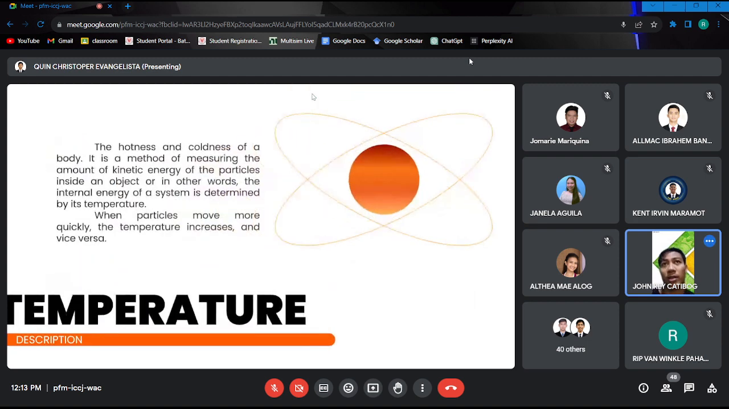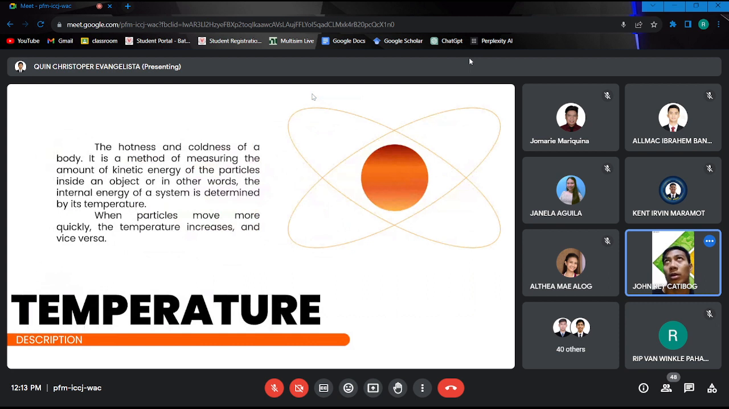So, for us, what is temperature nga ba? As we all know, temperature is the hotness and the coldness of a body. It is a method of measuring the amount of kinetic energy of the particles inside an object, or in other words, the internal energy of a system determined by its temperature. When particles move more quickly, the temperature increases, and vice versa. So, temperature is the measure of how hot or cold something is. That's the body temperature, the temperature of the water, air, and other liquids.